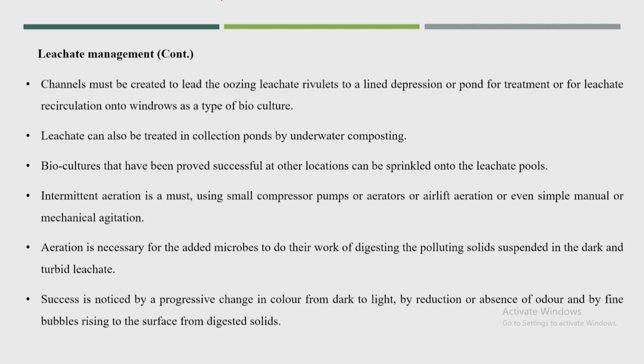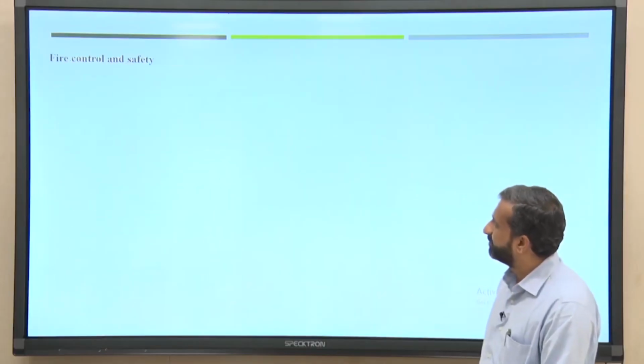And how can we find that it is beneficial by the addition of bioculture or aeration? By the color changing from dark to light. If you can find that, you will come to know that the leachate is getting treated.